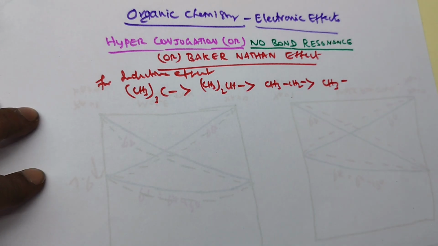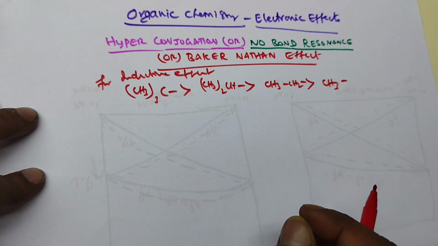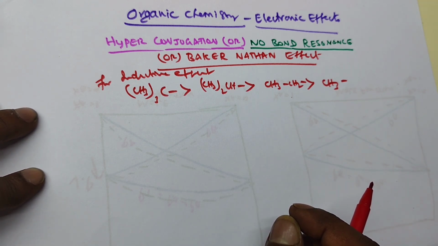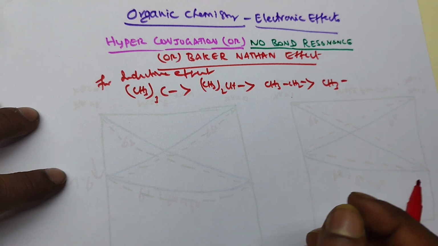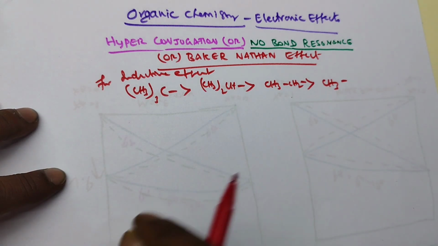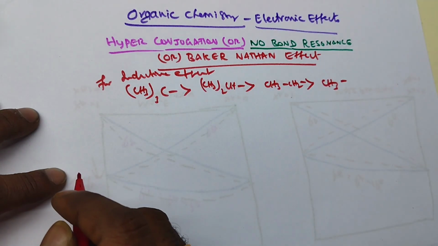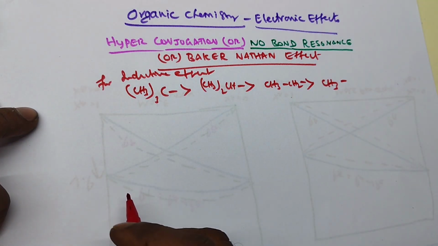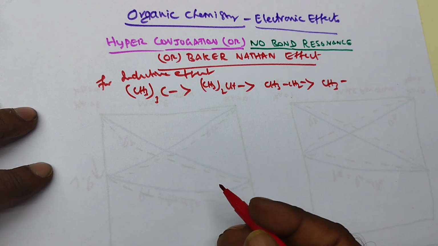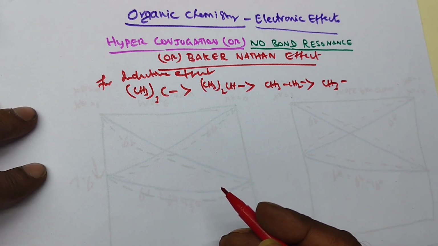However, when an alkyl group is attached to an unsaturated system, that is a carbon-carbon double bond or a benzene ring, the order of the inductive effect is actually reversed. That effect is known as the hyperconjugation effect or Baker-Nathan effect. So now let us discuss in detail what the hyperconjugation effect is.